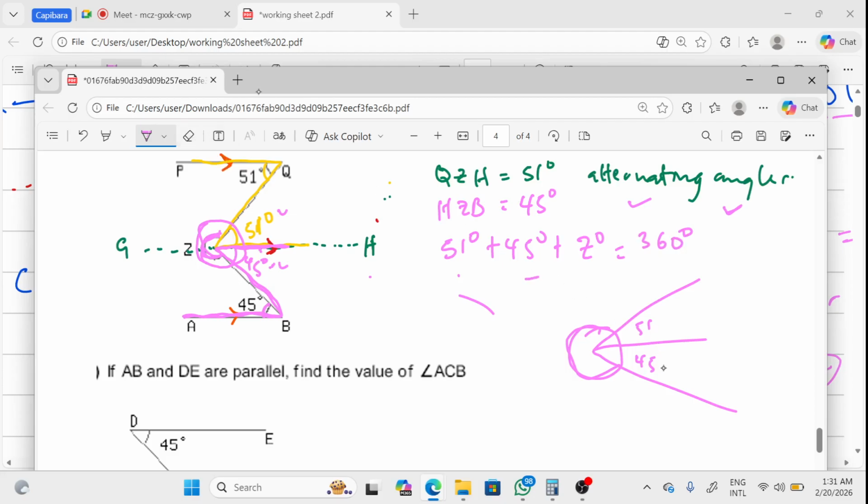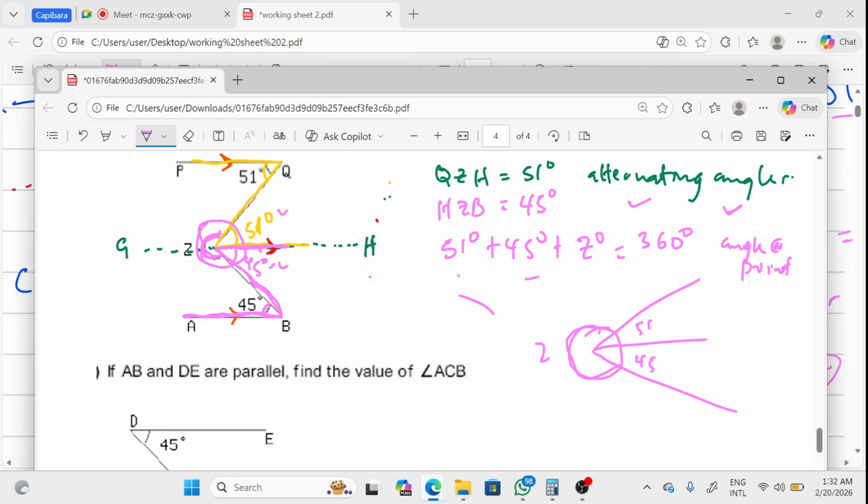When you have 51 plus 45 plus Z, it should give you 360. Why? Because of angle at a point. Shemilore, you've not understood geometry. I still have a lot of work to do. When you see angle at a point, you can't recognize it.